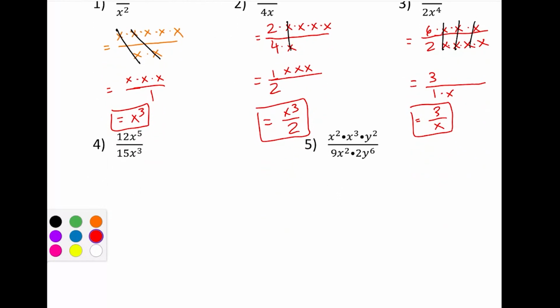All right, let's try number 4. 12x to the 5th over 15x to the 3rd. Now, what should we be expecting as far as our x? What should be the exponent of our final answer here? 2, right? We're subtracting, starting to see that pattern here. So, all right, we've got 12 over 15. We're going to start with that fraction. And then we've got times x times, we got 5 x's in the numerator, 3 x's in the denominator.